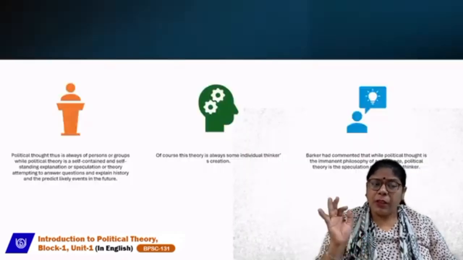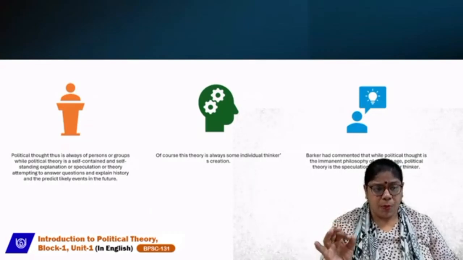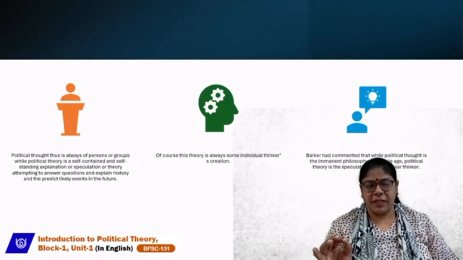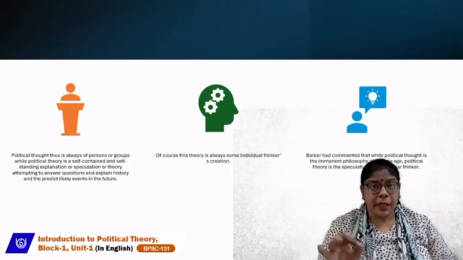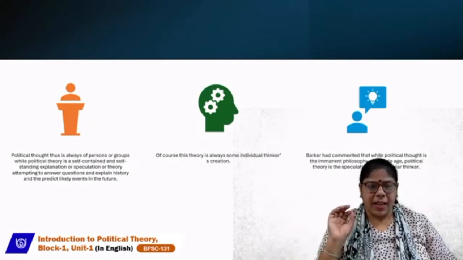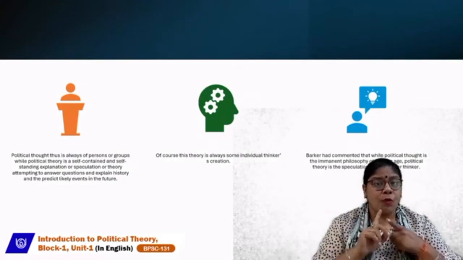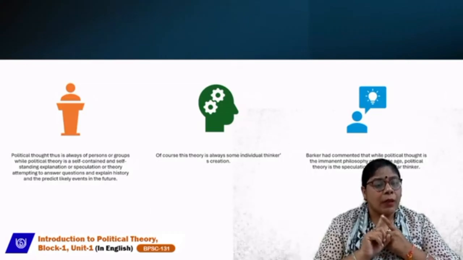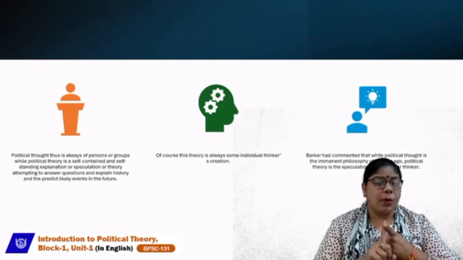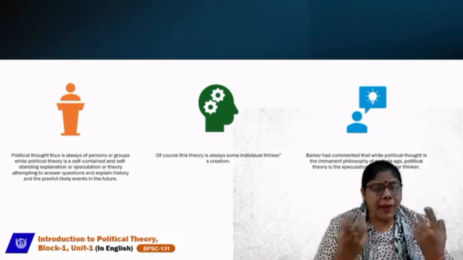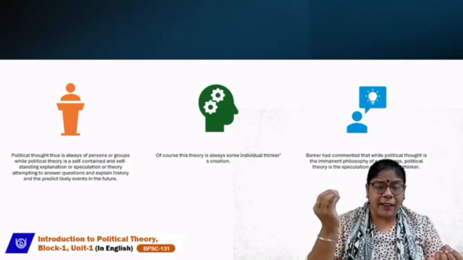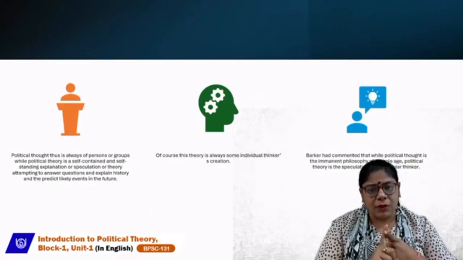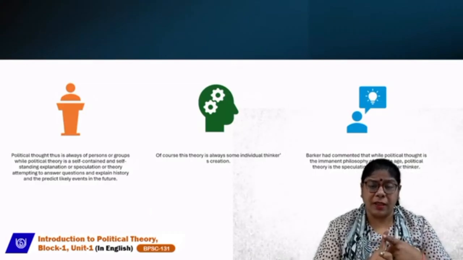But political thought is always of persons or groups, while political theory is a self-contained and self-standing explanation or speculation, attempting to answer questions, explain history, and predict likely events in the future. So what is political theory doing? Political theory is attempting to answer questions. When we study political theory, we can answer some questions, explain history, and predict likely events in the future. And of course, this theory is always some individual thinker's creation.